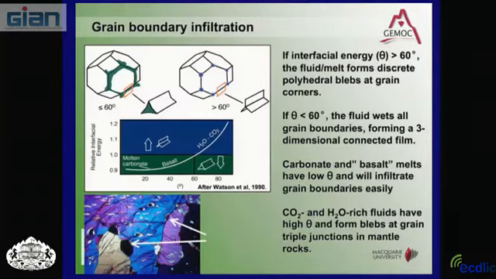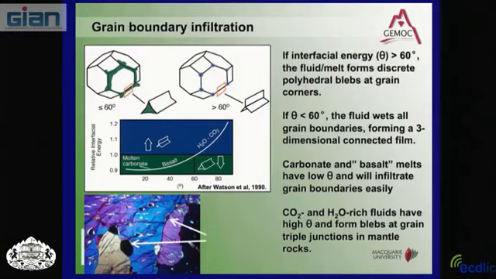Grain boundary infiltration, where a very important thing is the interfacial energy. The angle here between the melt and the crystal, when you have the melt in contact with the crystal. If this angle is superior to 60 degrees, the fluid or melt forms a discrete polygonal blade at grain corners like this, and it will be difficult for this kind of melt to move. Okay, they will have the tendency to stay very close to the crystal.